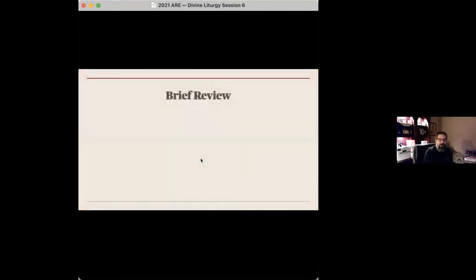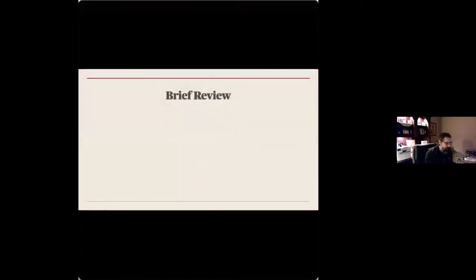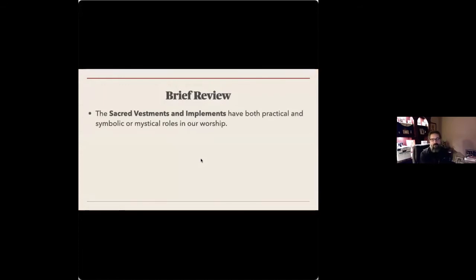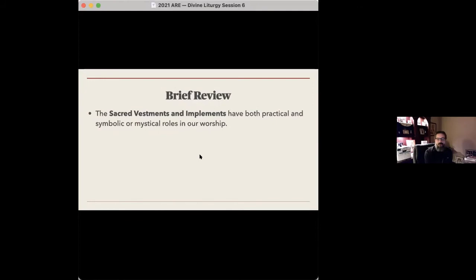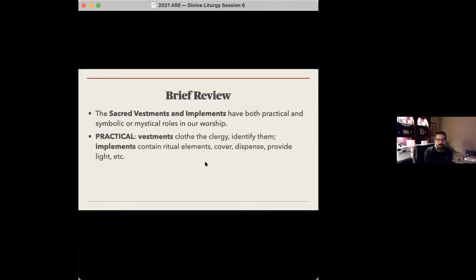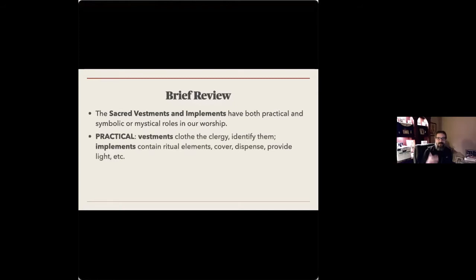Just by way of brief review from last week's session, we looked at some of the sacred vestments and implements, and talked about how they have, of course, their practical aspect. They have a function that they perform, but then also their symbolic or mystical role in our worship. For example, on the practical side with vestments, they clothe the clergy, right? They identify who we are. You see one person dressed a certain way, you say, okay, that's a bishop. You see one dressed another way, that's a priest, a deacon, and so on.